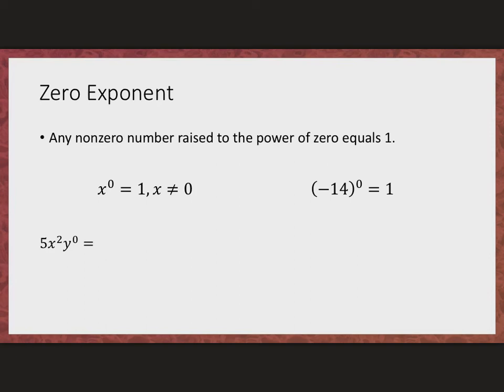Let's look at it in context of a larger problem. So we have 5x squared y to the 0 power. Now, don't get too creative here. The only base that has an exponent of 0 in this entire problem is y to the 0 power. That is the only thing that will actually reduce to 1. So this will be 5x squared times 1, because y to the 0 power is 1. The 5x squared is not being raised to the 0 power. In fact, x is being raised to the second power, and 5 has the power of 1. 5x squared times 1 is just 5x squared.